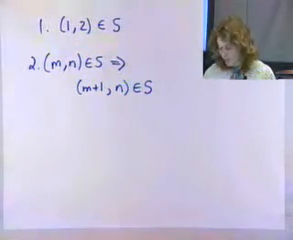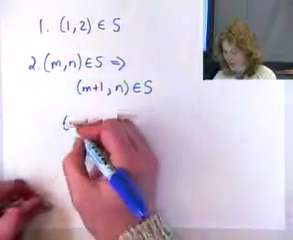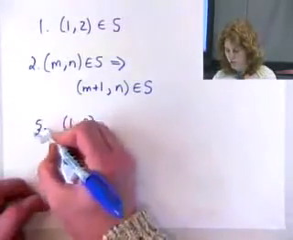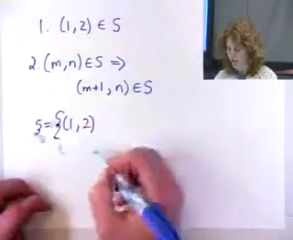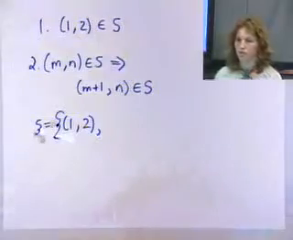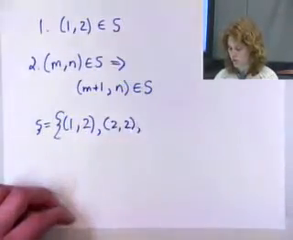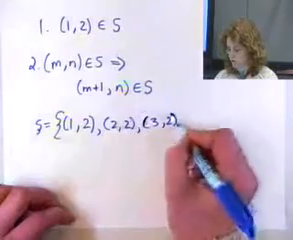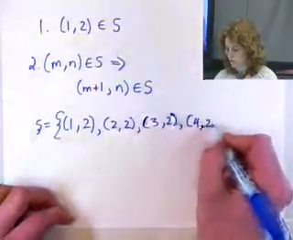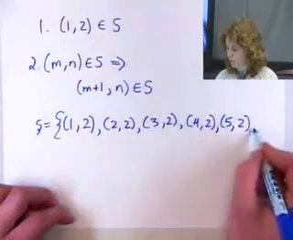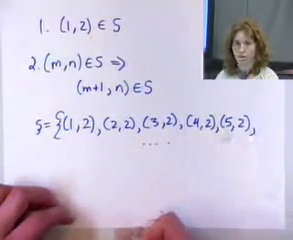So if I tell you to list 5 elements of the set, first it's very good to just list the first one, right? So S equals, there's one element. What's another one? (2, 2). (3, 2). (4, 2). (5, 2). So there's 5 elements, and it goes on like that.